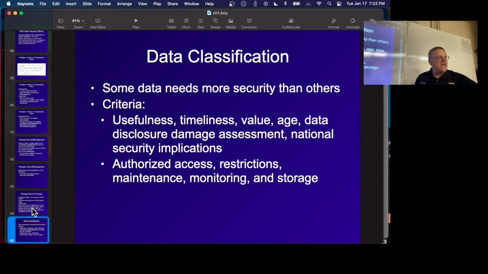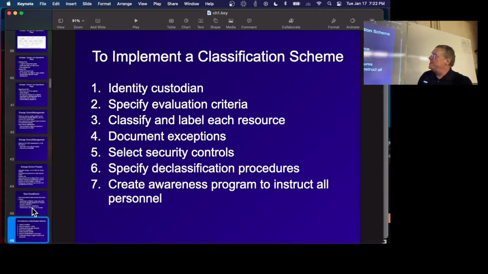and who's allowed to get at it, how you're going to store it, how you're going to destroy it when you're done with it. All these things require labeling it and then handling it in different ways. So you got a custodian. I think you identify the custodian. Custodian is the person who's going to do the work. Then you have criteria, you label your resources, determine exceptions, have controls, have some way to declassify stuff, and have an awareness program so all your personnel knows what to do.